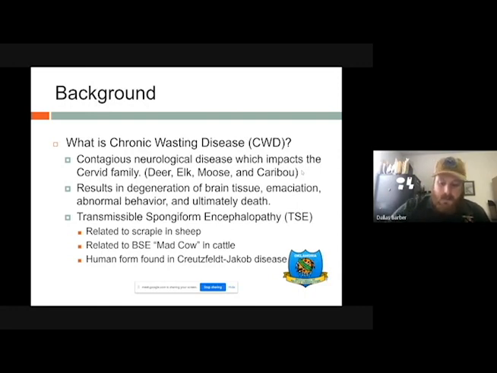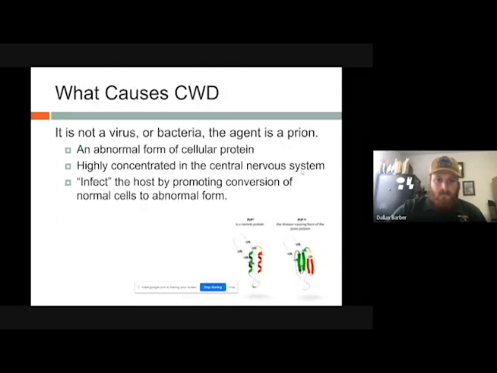It's related to scrapie in sheep, related to BSE or mad cow in cattle. I'm sure you guys are familiar with that one. And the human form is found in Creutzfeldt-Jakob's disease.